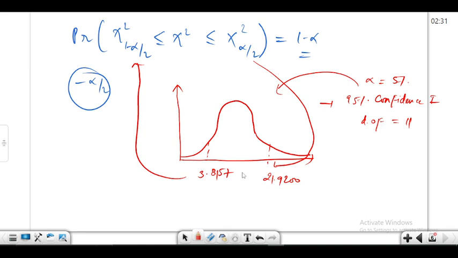So this portion is 2.5% of the area, and this portion is 2.5% of the area. So the probability of the true population parameter, in this case the variance, lying in this range is 95%, according to this setup.